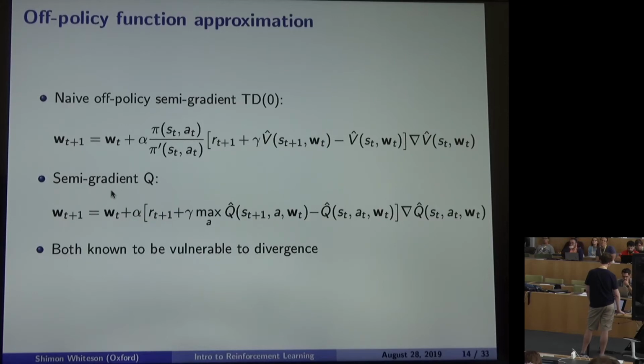Similarly, we can take Q-learning, which is by nature off policy, and turn it into a semi-gradient method. This is just the Q-learning update rule. It's just like the Sarsa one, but we have this maximization here. And again, we have the gradient of Q with respect to W. We don't have any importance sampling in this update rule.